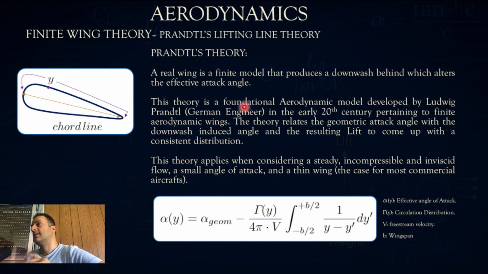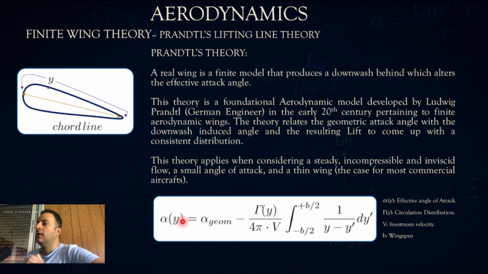This theory is a foundational aerodynamic model developed by Ludwig Prandtl, a German engineer in the early 20th century, pertaining to finite aerodynamic wings. The theory relates the geometric attack angle with the downwash induced angle and the resulting lift to come up with a consistent distribution. This theory applies when considering a steady, incompressible and inviscid flow, a small angle of attack, and a thin wing. This is the case for most commercial aircraft.